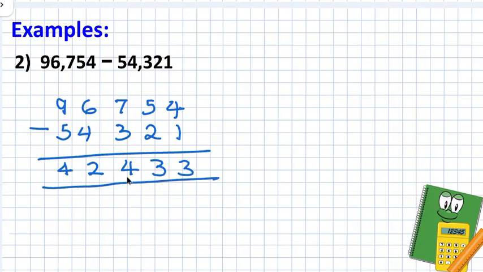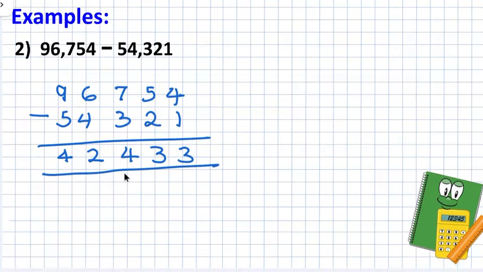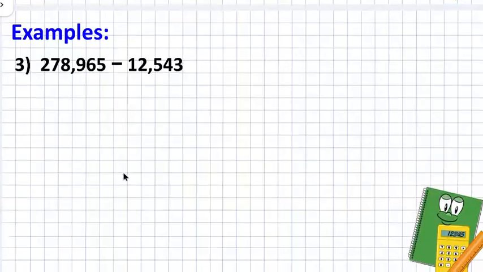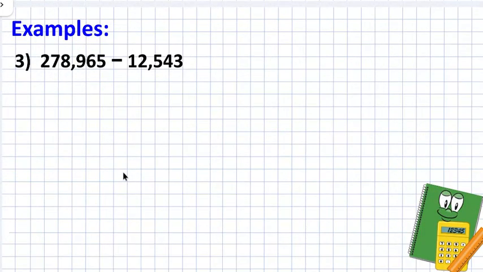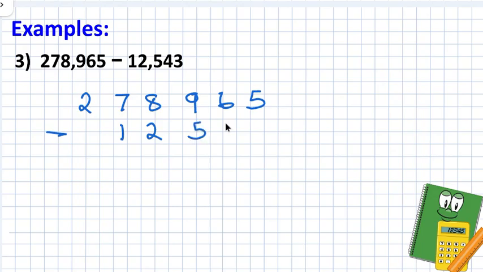Okay, so let's take the last example. So in this question we have 278,965 minus 12,543. So let's arrange. So we have 278,965 minus 12,543. So I have a space here, so I'll put a 0 here. Anytime you are subtracting, you notice that there's a space, you just put a 0 there to balance the numbers.